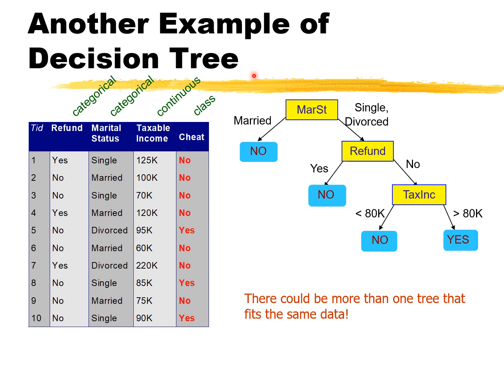Now, this is another decision tree from the same training data. But in this case, we started with the marital status, and this is exactly equivalent to the other decision tree, and will actually do the same job. As I said, you can generate multiple decision trees from the same training data.